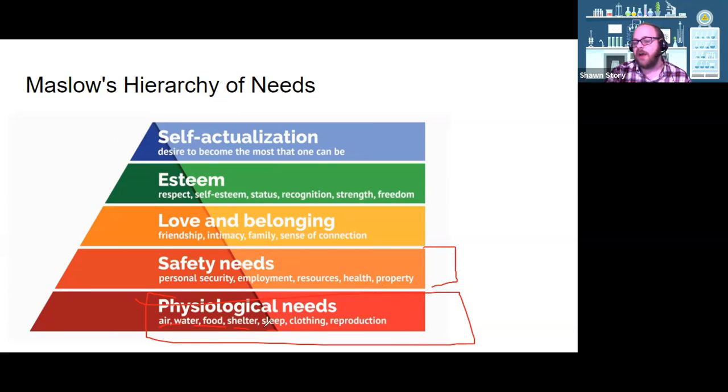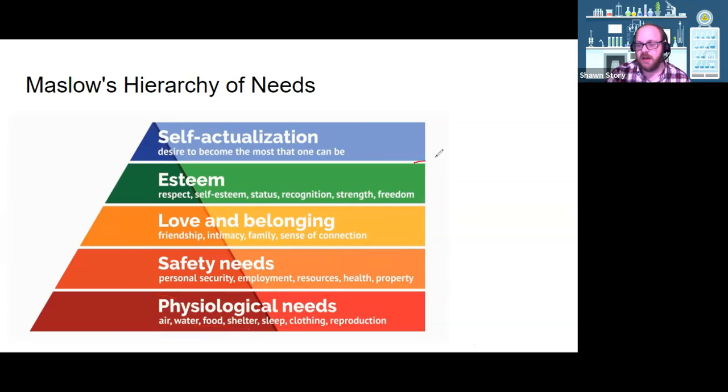Not only do I have a place to sleep, but it's a safe place, right? It's safe, it's secure. I have stable employment. I have access to resources. I feel I have health. I can own things and have that ownership of this is mine. We then move up to this idea of friendship, intimacy, love, a sense of connection. These are also things that we need and that we strive for. We need to be held. We need to be taken care of. We need to feel connected to the people around us.